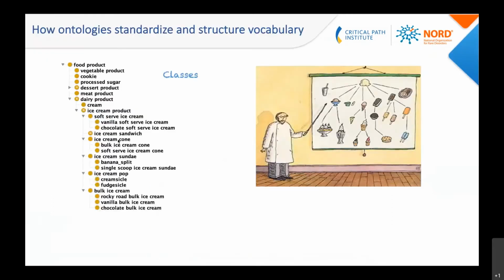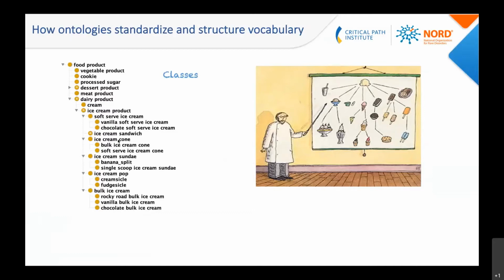So rather than give a bunch of bullet points about ontologies, I'd like to walk through a general purpose example on a topic that I hope all of you are familiar with, and that's ice cream. I'm going to start with talking about how we use ontologies to standardize and structure vocabulary.